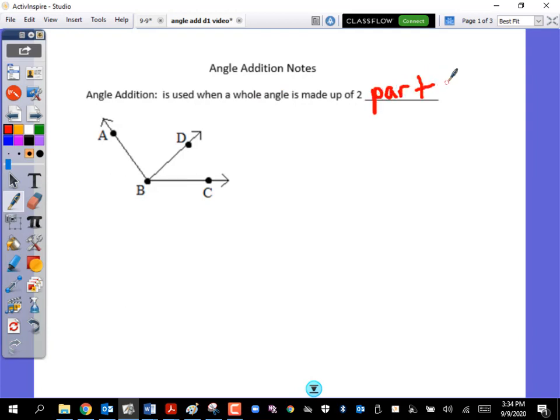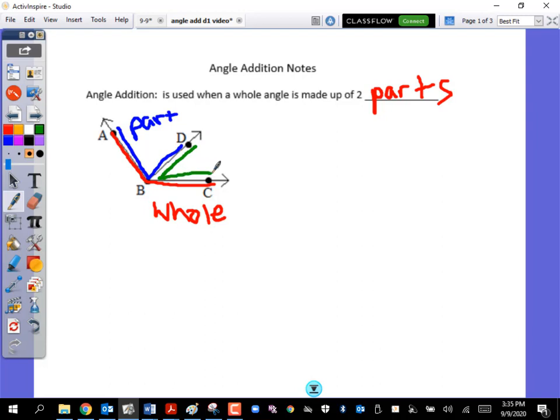In the ones we did yesterday there was just one angle the whole time, but now if I look at this picture I can see that angle ABC is the whole, so I'm going to label that whole. But I can see that that whole angle has two smaller angles on the inside, and one of them is angle ABD. That's a smaller angle, so that's a part. And I can see that the other angle is angle DBC.